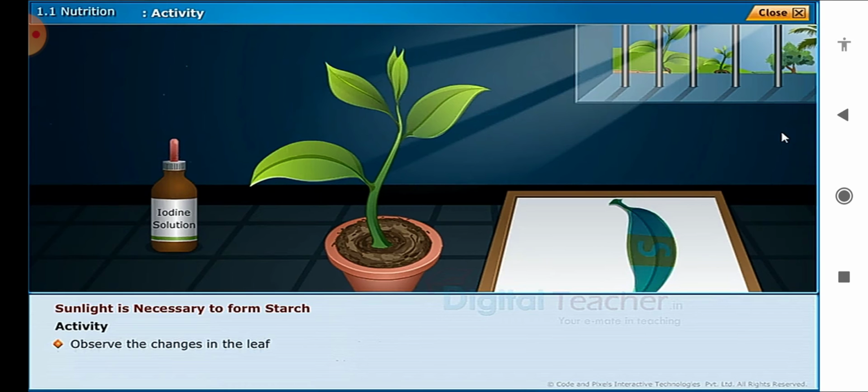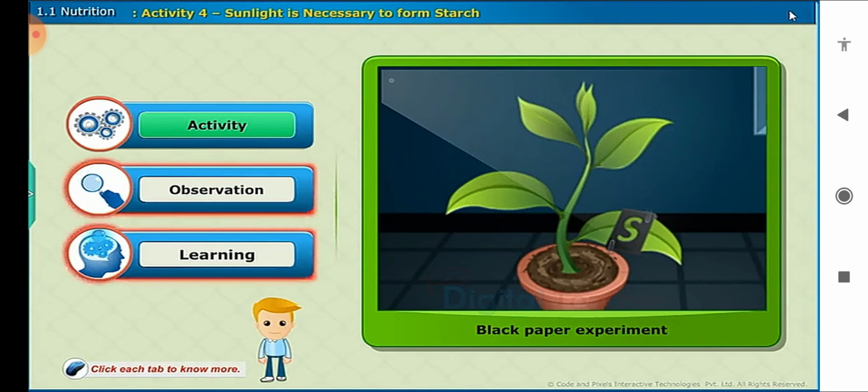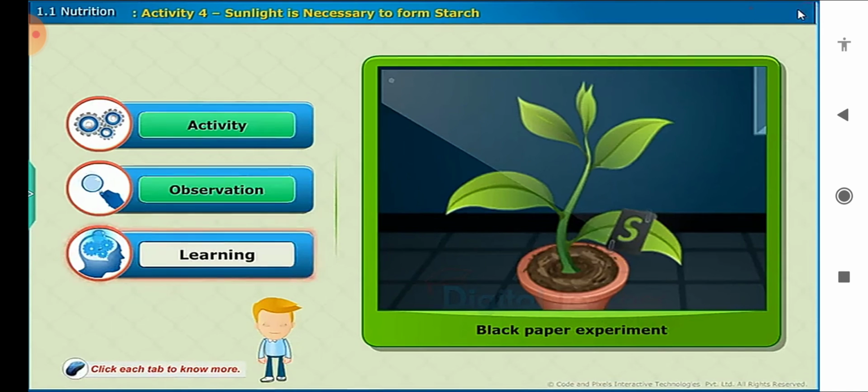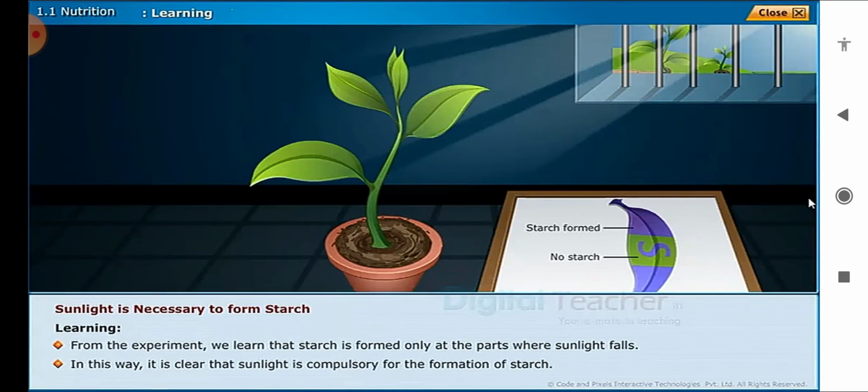Observe the changes in the leaf. It is observed that only the parts of the leaf which are exposed to the light through the cut-out design turn blue-black, indicating the presence of starch. From the experiment, we learned that starch is formed only at the parts where sunlight falls. In this way, it is clear that sunlight is compulsory for the formation of starch.